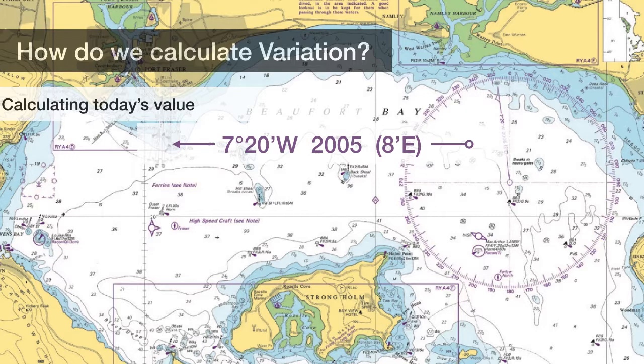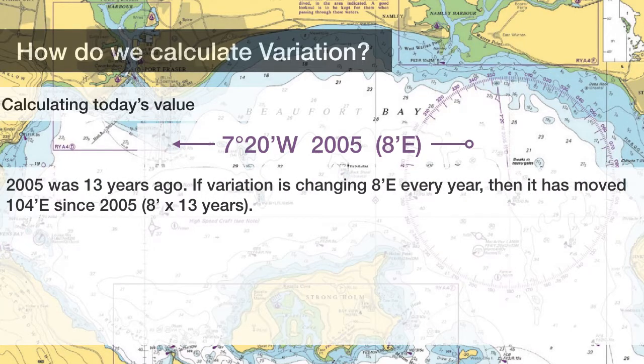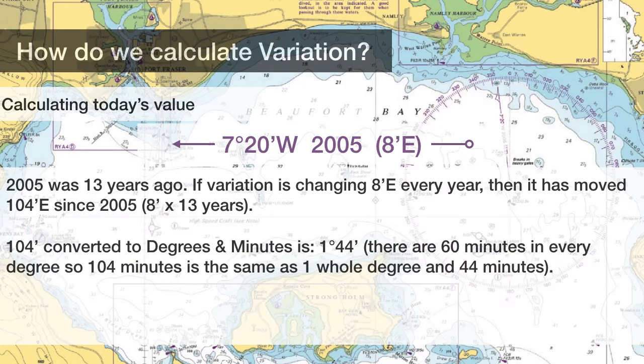Using this information, we can see that it is 13 years since variation was 7 degrees 20 minutes west and has an annual movement of 8 minutes east. From this, we can work out that variation has changed by 104 minutes since 2005, i.e. 8 minutes times 13 years, which equals 104 minutes. We can convert this to whole degrees and minutes by dividing by 60, as there are 60 minutes in every degree. This comes to 1 degree and 44 minutes east.